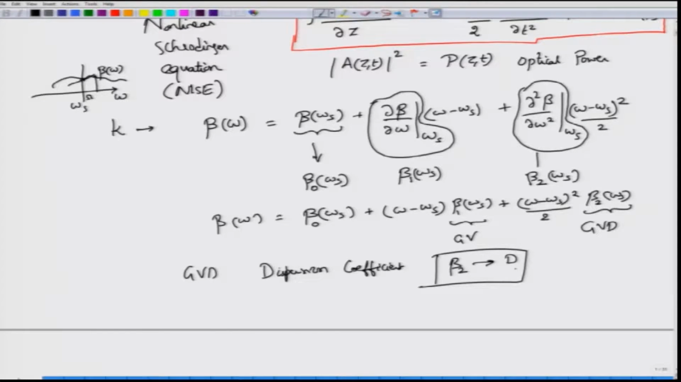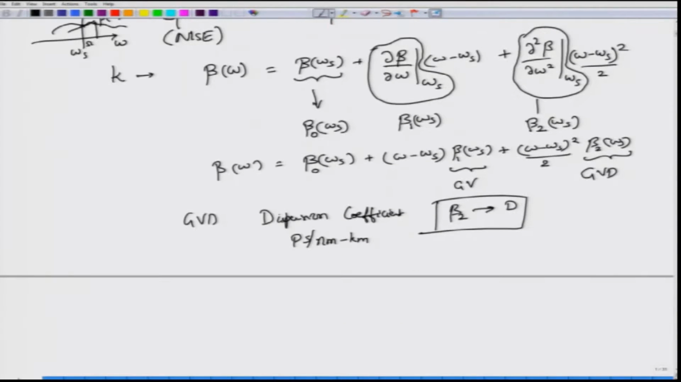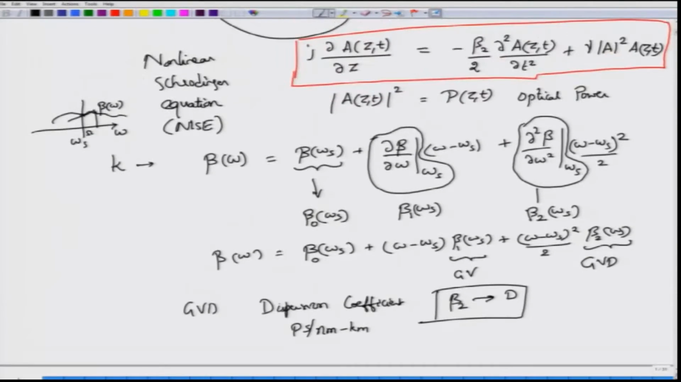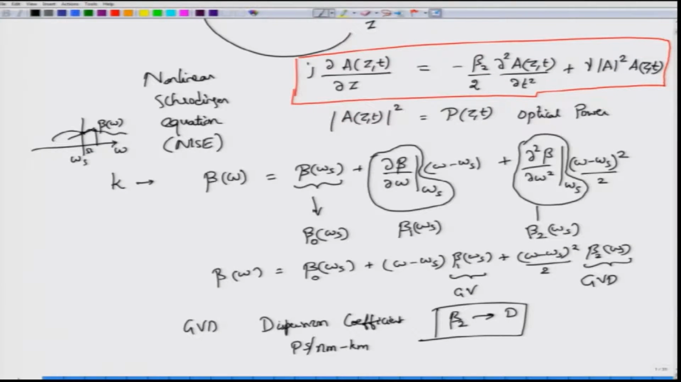So, this is called the dispersion coefficient and it is measured in picoseconds per nanometer kilometer. Okay. So, this is how beta would be expanded in general. Now, go back to the equation that we have here. In the equation, what you see is that beta 0 of omega s is missing.